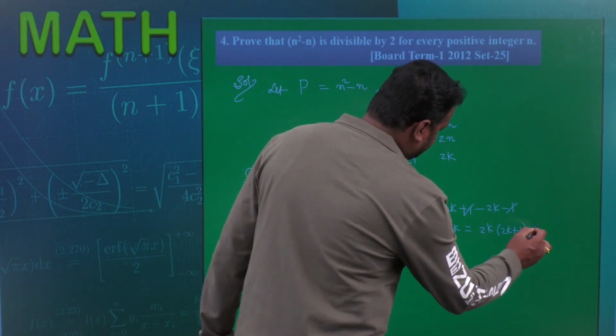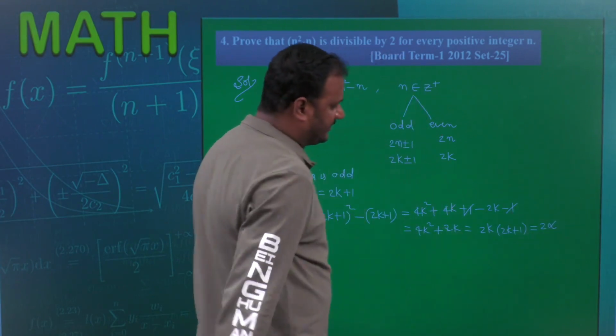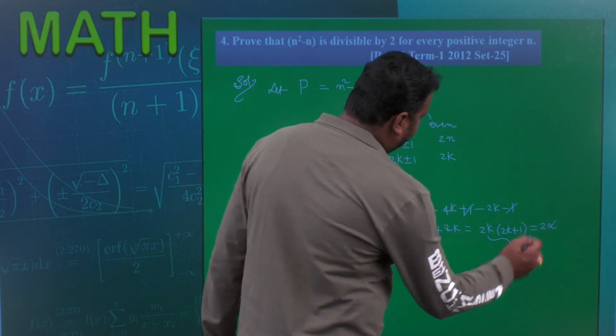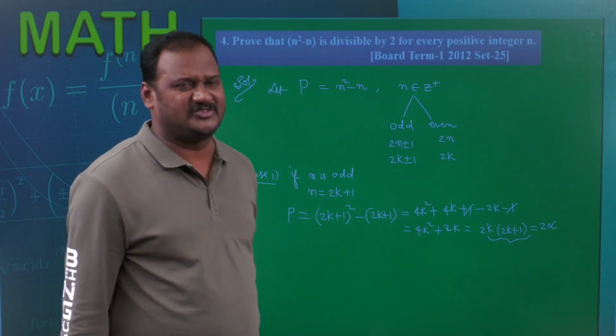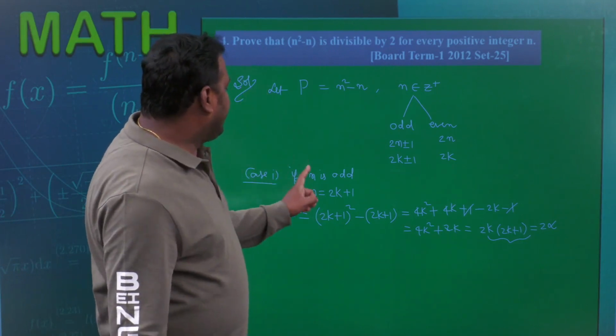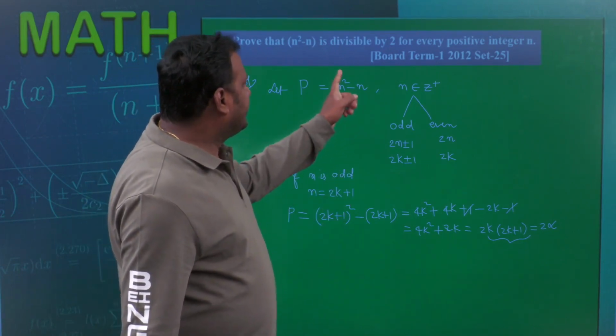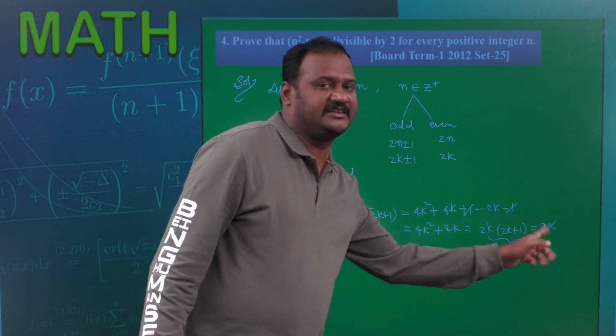2k times (2k plus 1) is nothing but 2 into some other number alpha. Here it is k into some number, and I am taking that k into some number as alpha. So it is 2 into alpha. What is 2 into alpha? It's always an even number. So for n an odd number, n square minus n is divisible by 2, which means it's an even number.